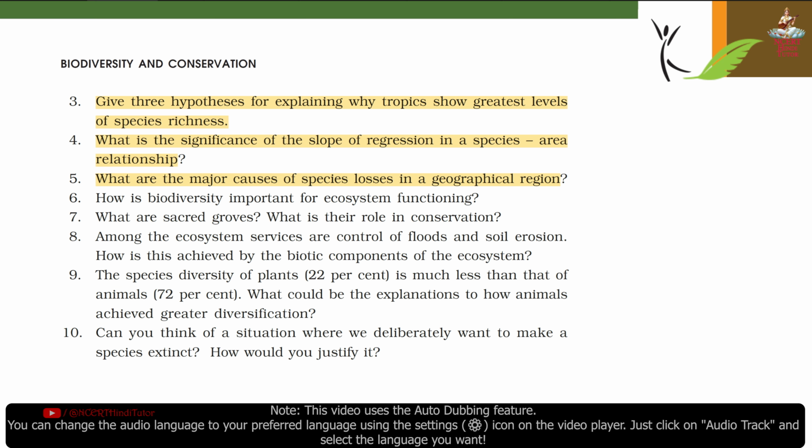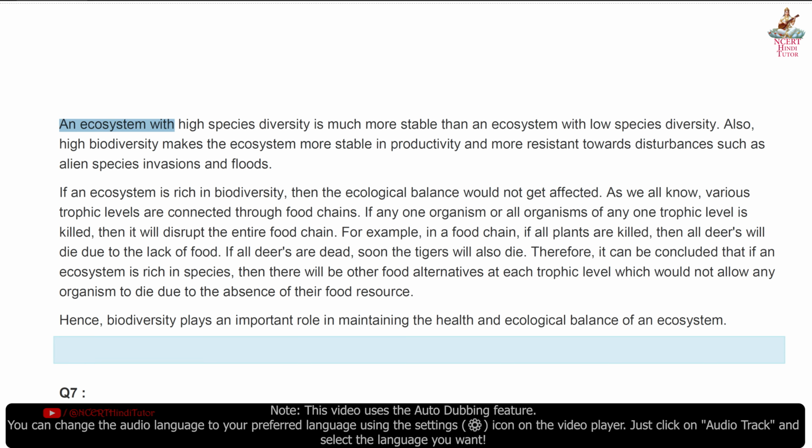Question 6. How is biodiversity important for ecosystem functioning? Answer. An ecosystem with high species diversity is much more stable than an ecosystem with low species diversity. Also, high biodiversity makes the ecosystem more stable in productivity and more resistant towards disturbances such as alien species invasions and floods.